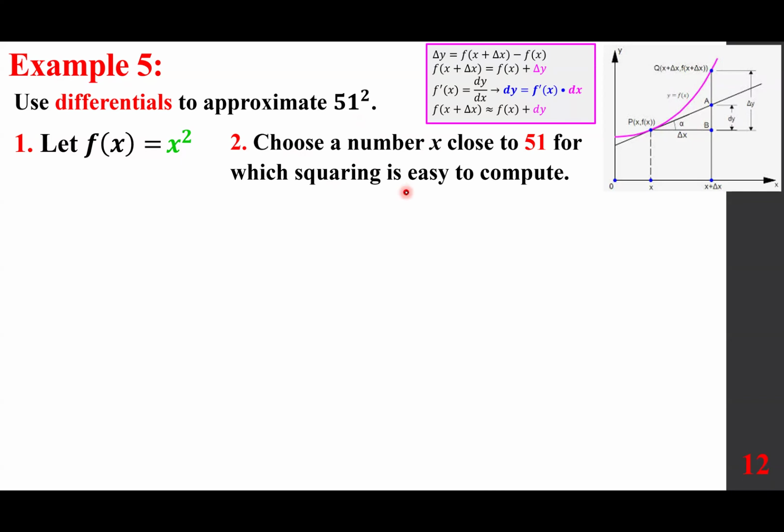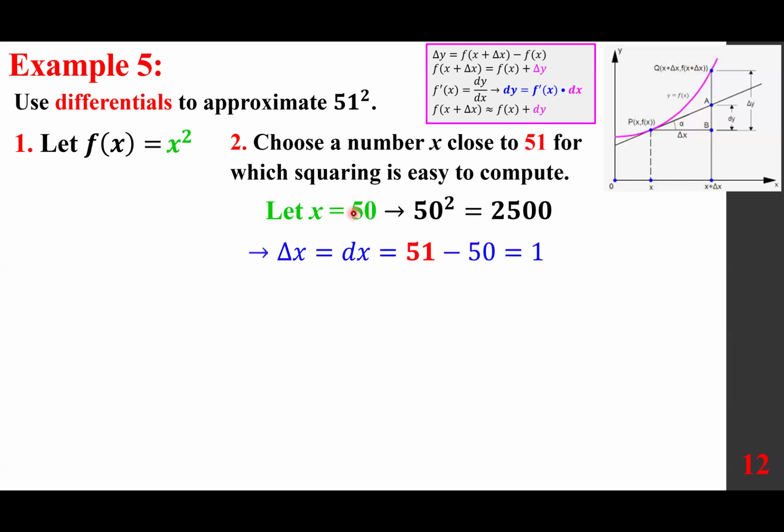What would be the closest number to 51, class, that you can easily square? Anyone? 50 becomes 2,500. The way you square a number that ends with 0, you square 5, you get 25, and if there is 1 zero, just multiply it by 2 zeros. If there are 4 zeros, multiply by 8 zeros. That's how you square it, which creates delta x or dx of 51 minus 50 or positive 1.